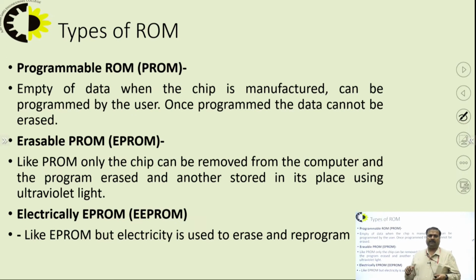So there are different types of ROM. Initially there was only programmable ROM. Programmable means it was empty of data when the chip was manufactured, and the data can be programmed by the user, or here the user can be the provider also.